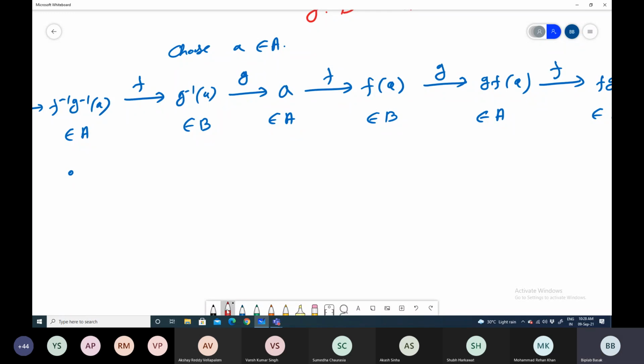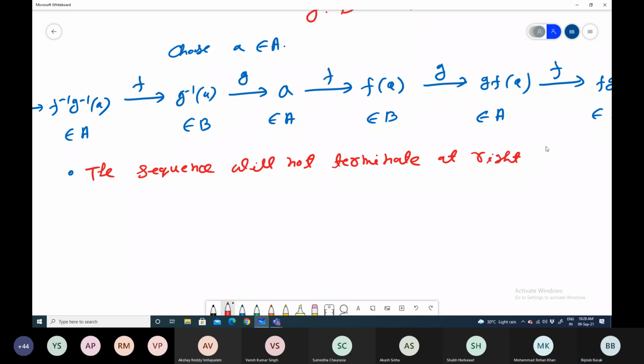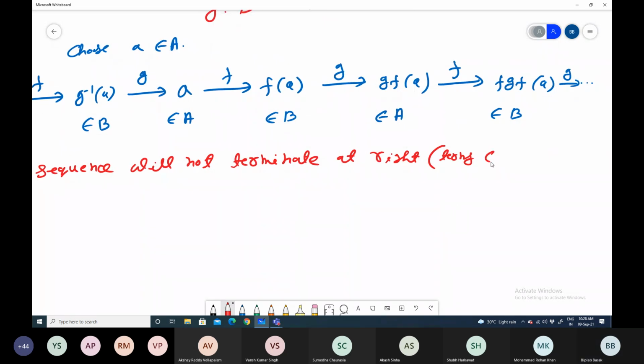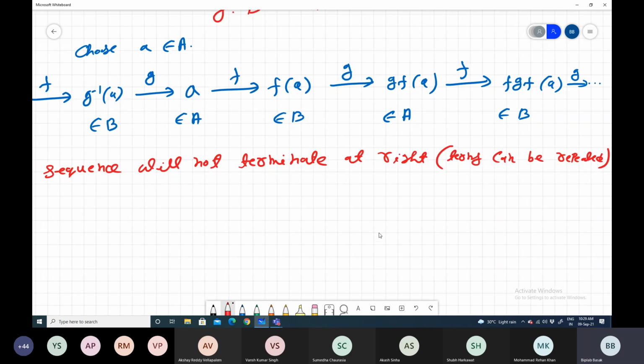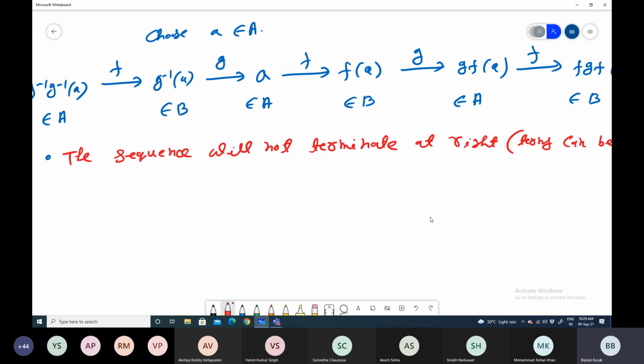We will write here: the sequence will not terminate at right. Terms can be repeated, but the sequence will not terminate at right. So this is one observation.